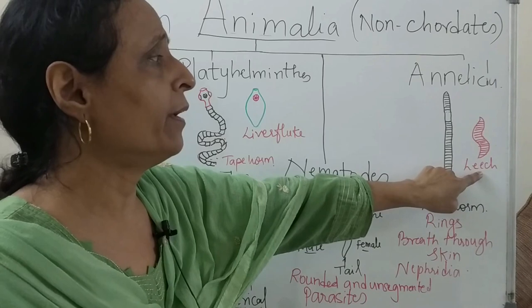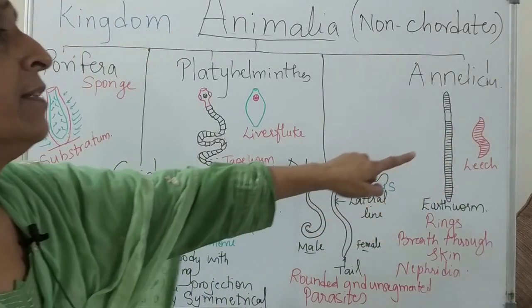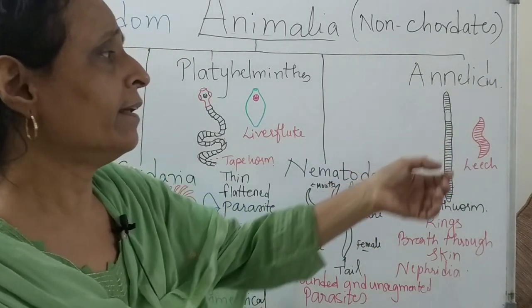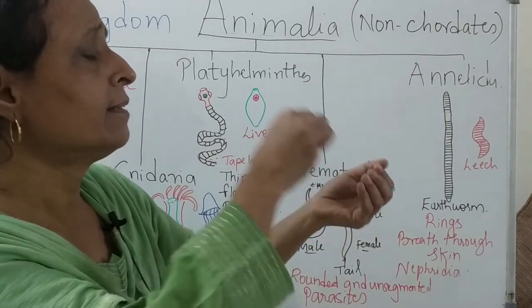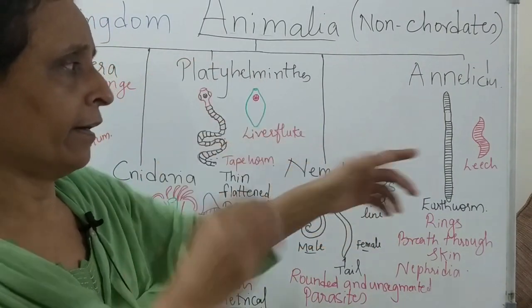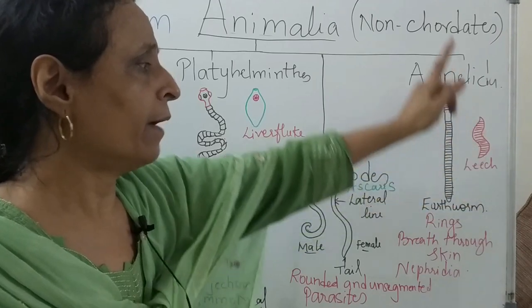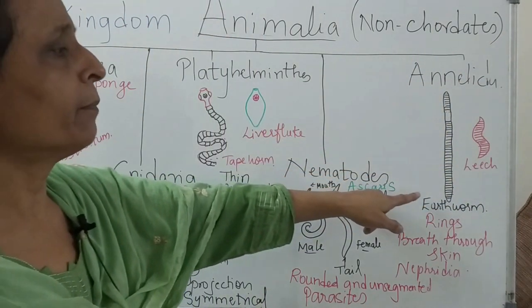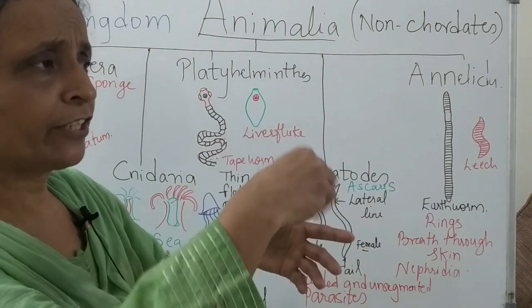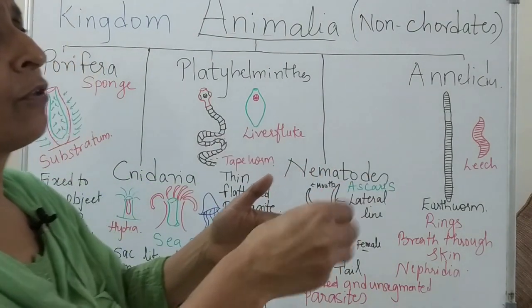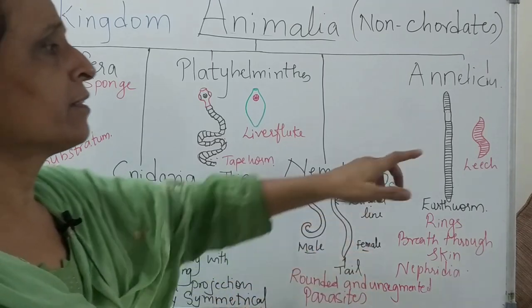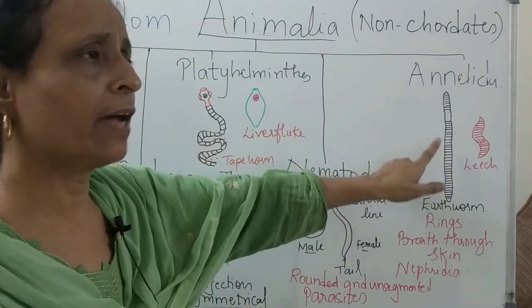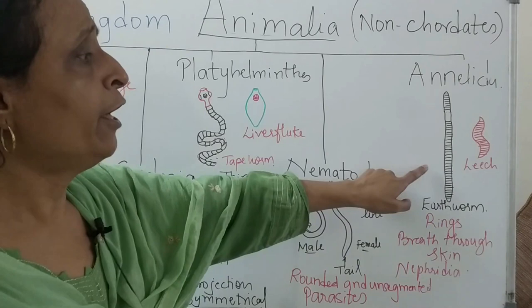Example is earthworm and leech. They both have segments. Leech is a parasite. It gets attached to the animal skin and starts sucking the blood. So it feeds on the blood. Earthworm is known as the friend of farmer because it just digs into the soil, loosens the soil and releases organic substance. The waste which is produced adds to the fertility of the soil.